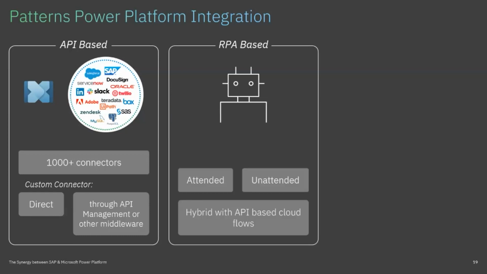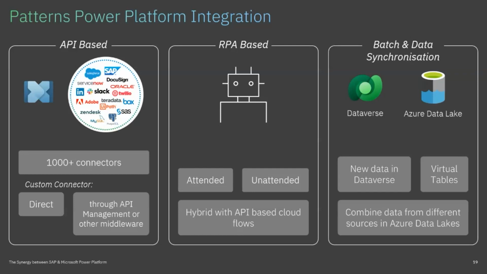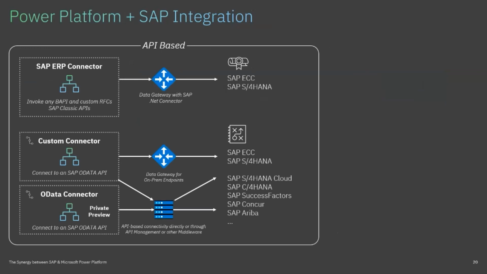You can do RPA based, right? And you can have attended and unattended, hybrid with API in certain situations. If you've got some more mainframe systems, etc., we can still interact with that using RPA. And then the last one is batch synchronization between the two. If we have a look at the connector from Microsoft that's API based, this is the one here. It requires a data gateway with the SAP .NET connector, right? It invokes BAPI, as you can see, custom RFCs through that.